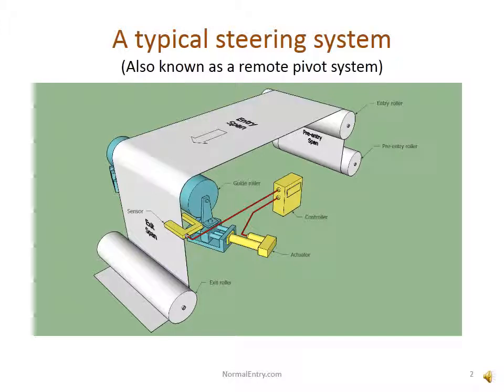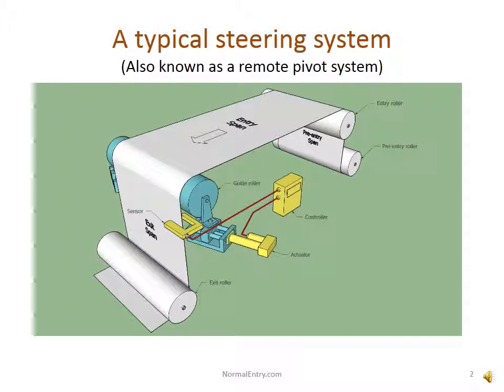There are three categories of web guiding systems: unwind, rewind, and intermediate. However, due to limitations of time, this presentation will deal only with intermediate guides. And in that category, there are two subcategories. There are steering guides like the one illustrated here, and there are displacement guides in which the guide roller and the entry roller pivot in tandem. They are mounted in a rigid frame which pivots about an axis in the pre-entry span.